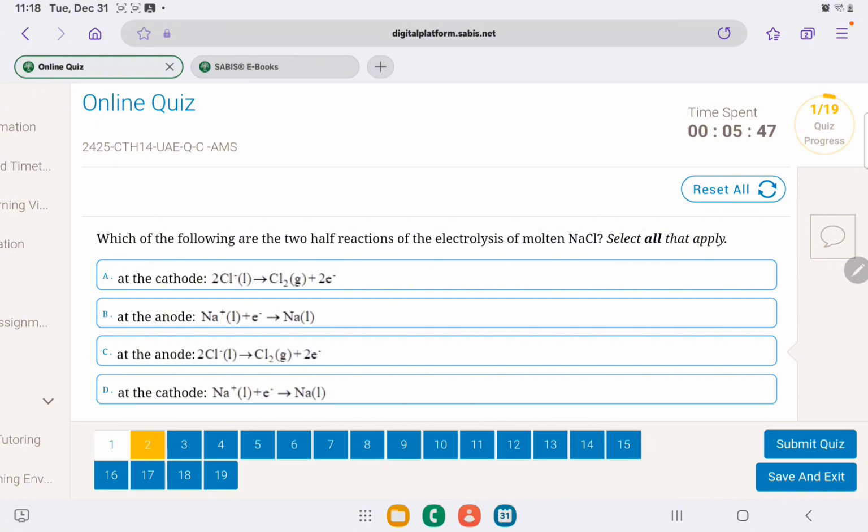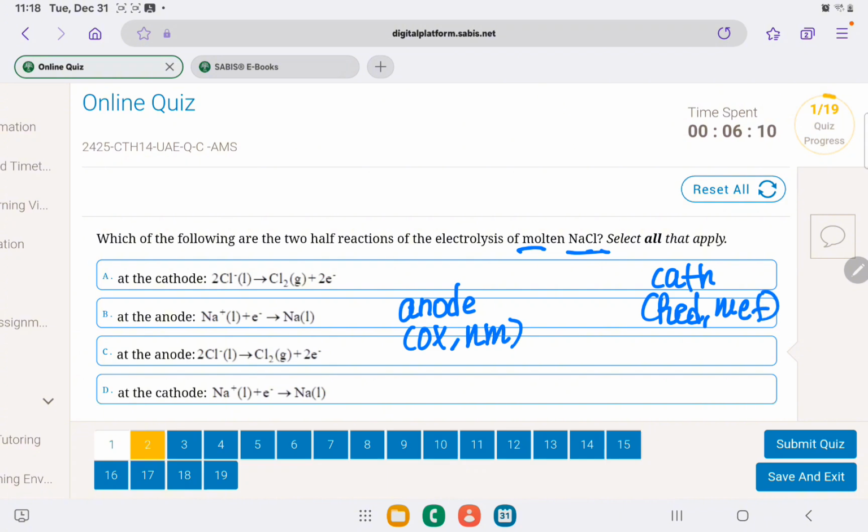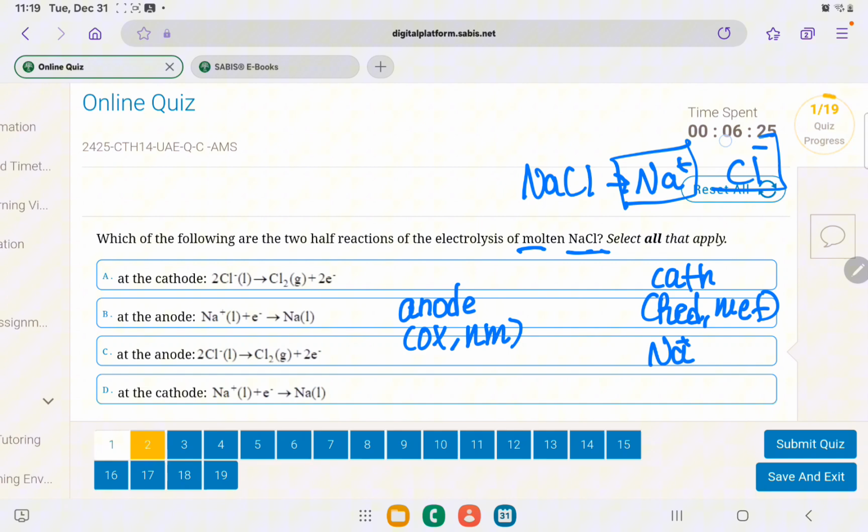Which of the following are two half reactions of the electrolysis of molten NaCl? Since it's molten electrolysis, we're not going to do the questions. We're going to do the thing where at the anode we have oxidation, so non-metal, and at the cathode we have reduction, so metal. NaCl is Na plus and Cl minus. Na is the metal, so it's going to be at the cathode, so Na plus here, and Cl is the non-metal, so it's going to be at the anode, so Cl minus.